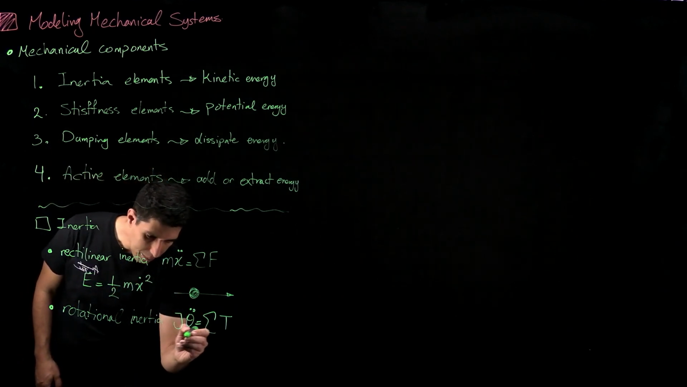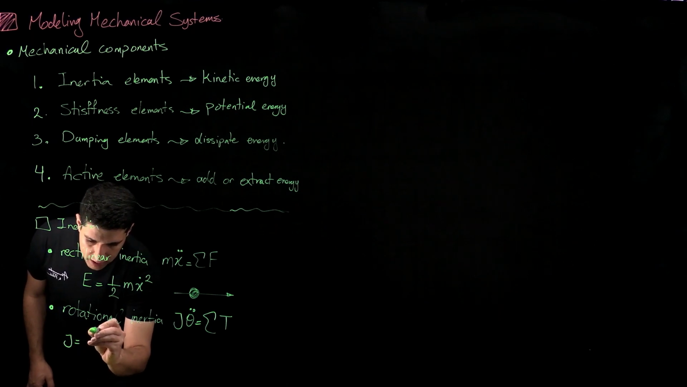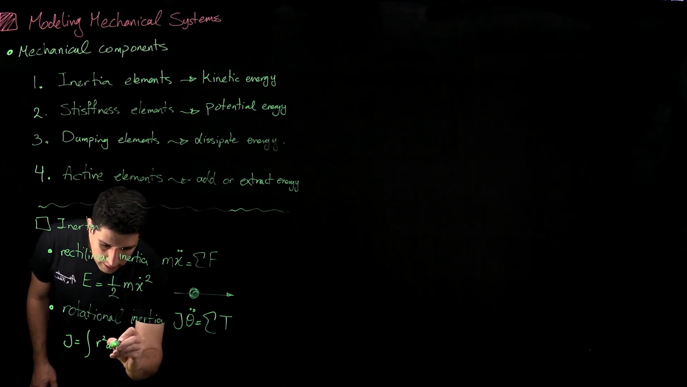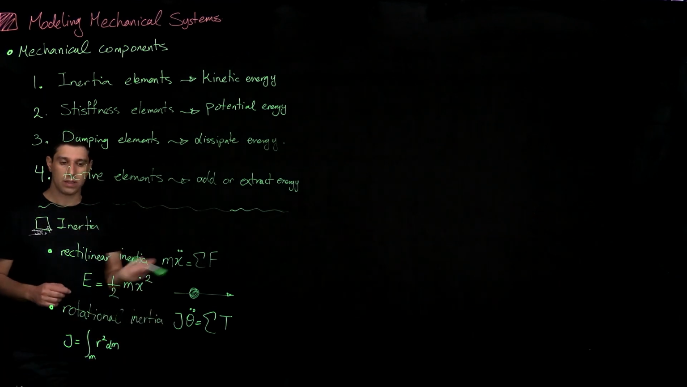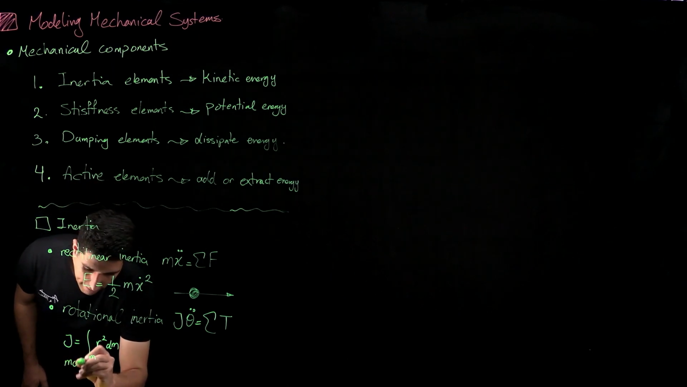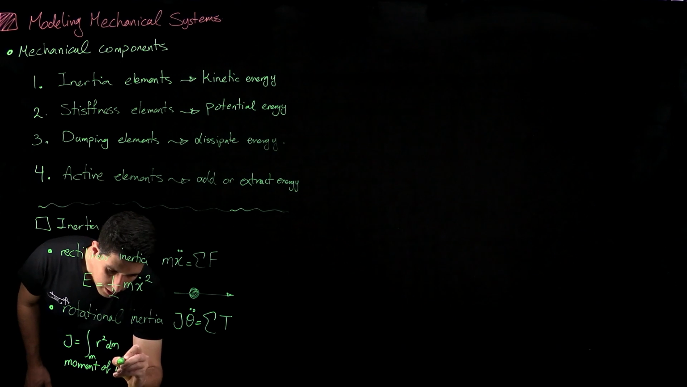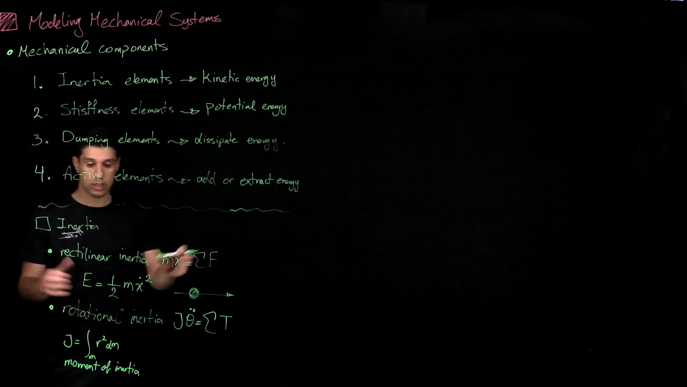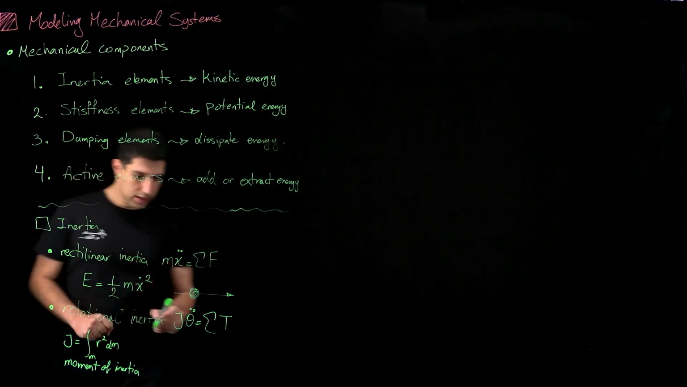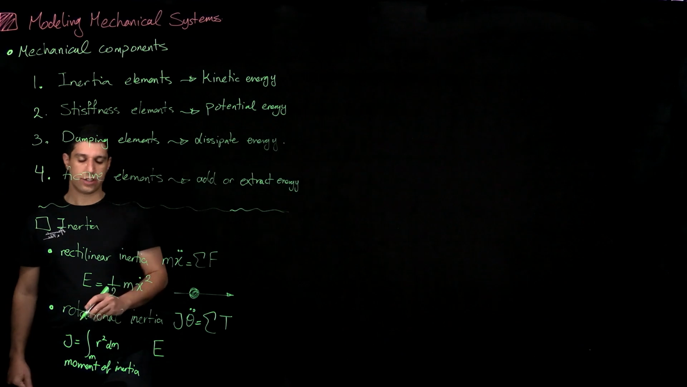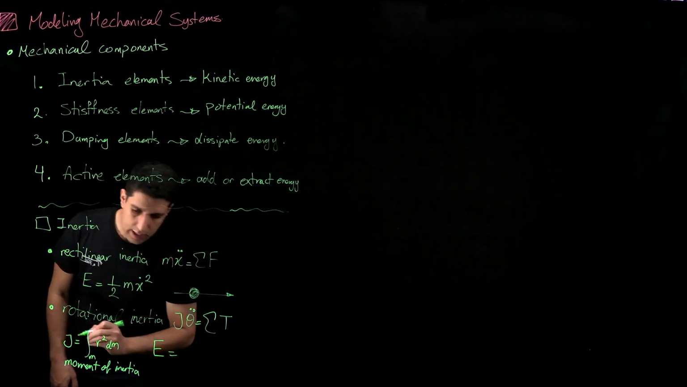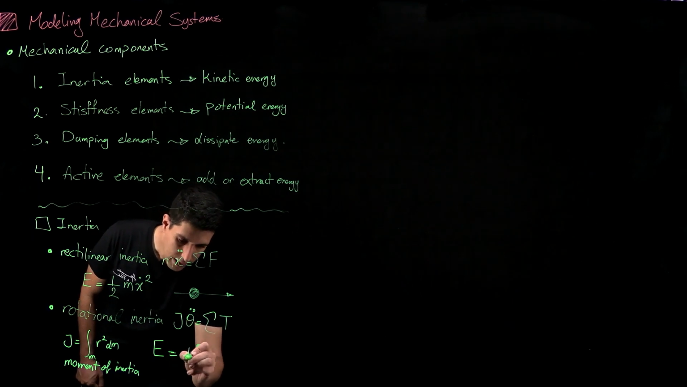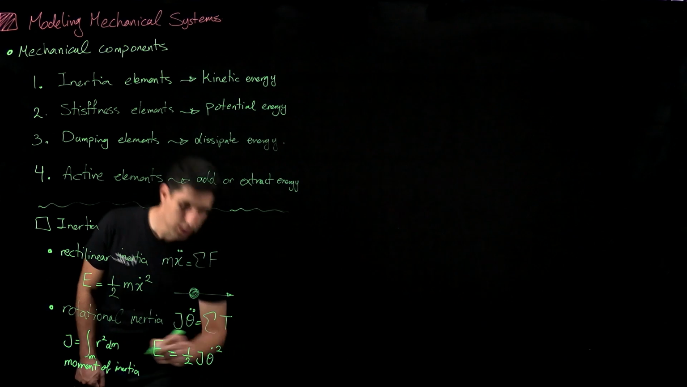And you should probably remember that J, the moment of inertia, is the integral over the entire mass of r squared dm. This is over the entire mass of the system. This is moment of inertia, and r is the distance from the axis of rotation to any point along the body. And the kinetic energy associated with this rotation, very similar to the form for a translational mass, is a half J theta dot squared.